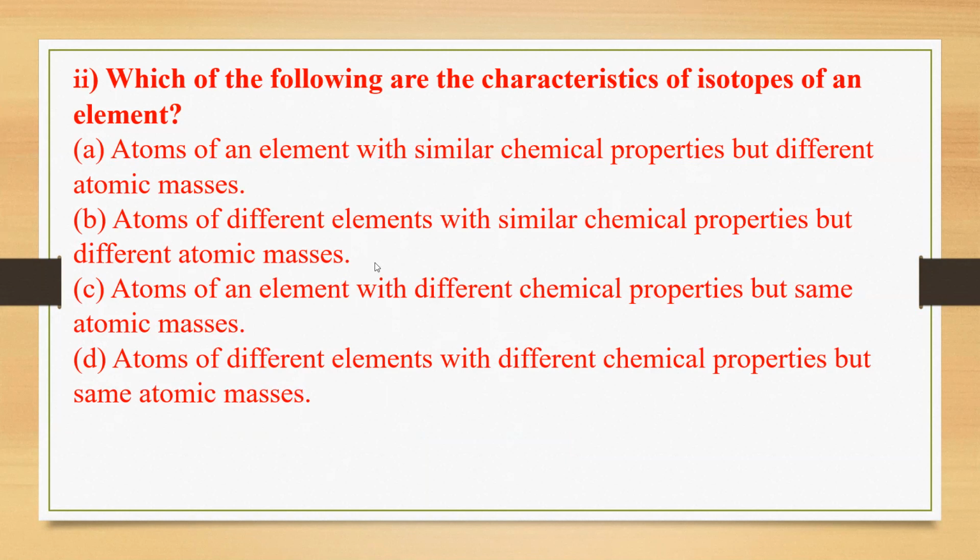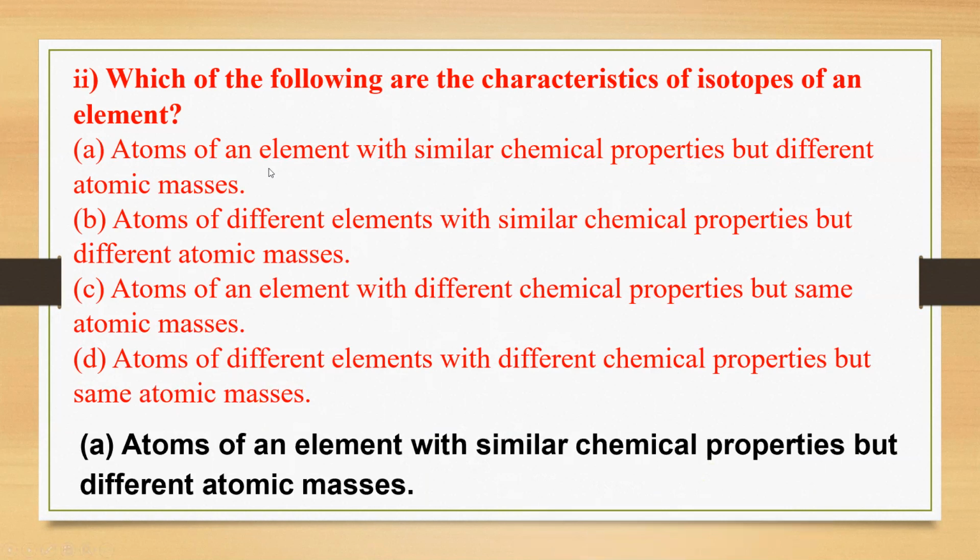Among A and B, we have to select. Atoms of an element with similar chemical properties but different atomic masses. Understood? A will be the correct one because the atoms of all the isotopes are of the same element. If you take carbon, C12, C13, C14, all are there. Here all atoms contain carbon element only. All are carbon elements only: C12, C13, C14.